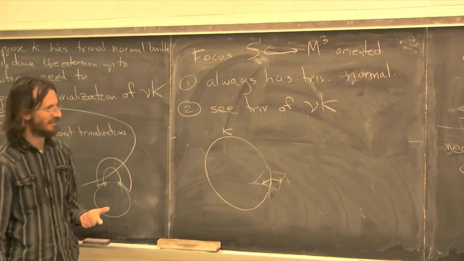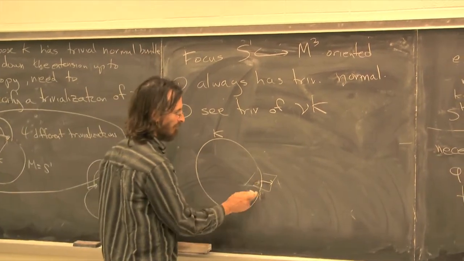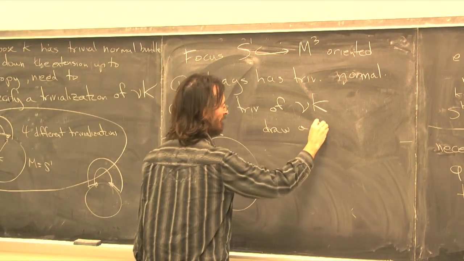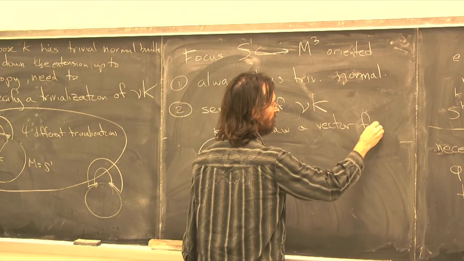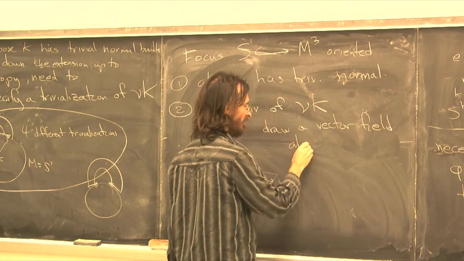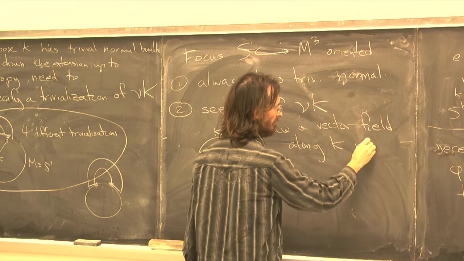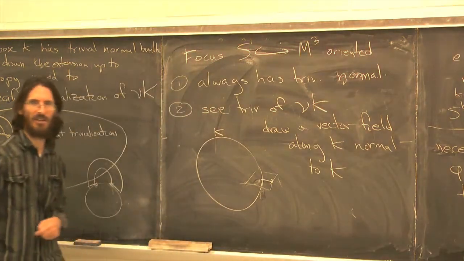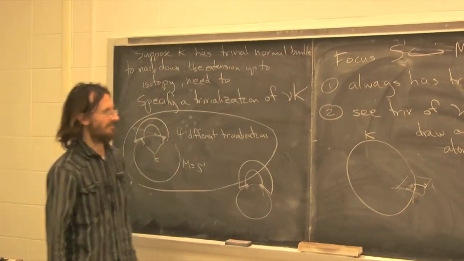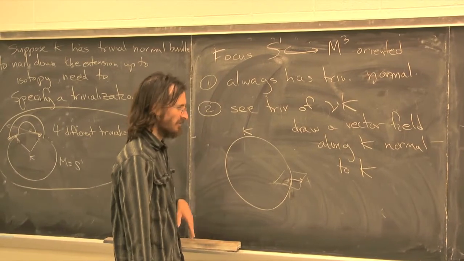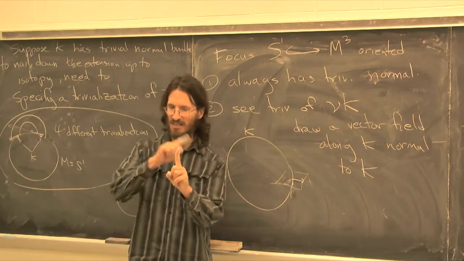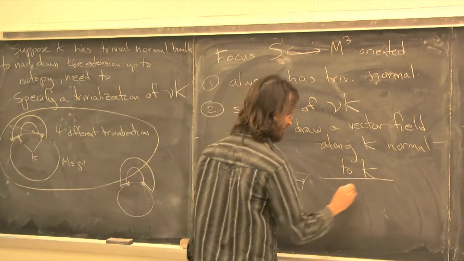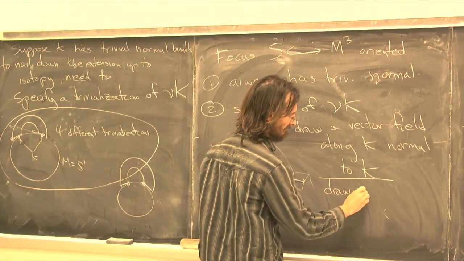So I claim that to see a trivialization, you just have to pick one normal vector. So just draw, I would say, a vector field along K, normal to K. You draw a single one, and then the other one will determine the other part of the frame. And so then this should at least give you the intuition that the issue is how many times they twist around the knot. Okay, and you can then draw. How about just draw the endpoint vector?